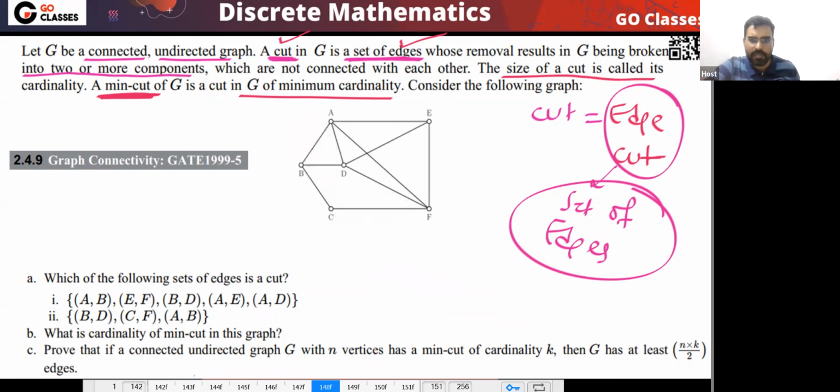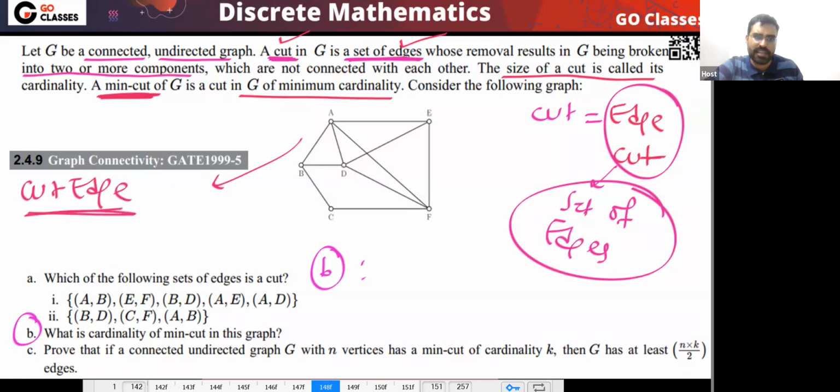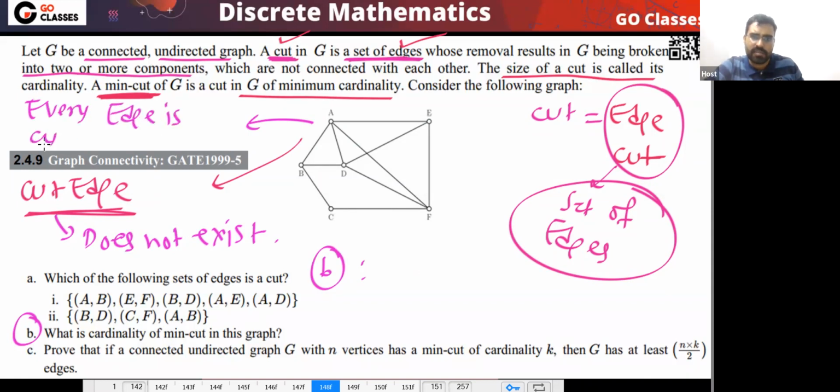Next, what is the min cut? Let's see question B. In this graph, do you have a cut edge? A cut edge means a non-cyclic edge. It does not exist, because if you notice in this graph, every edge is a cyclic edge. So in this graph, I can say that a cut edge does not exist.